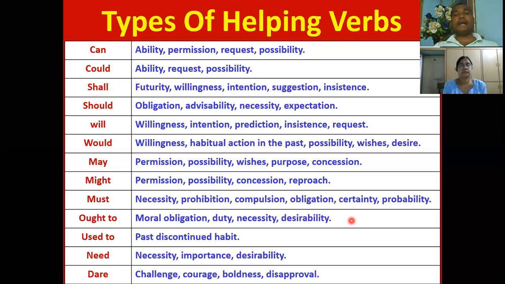Used to, past discontinued habit. Used to can be used only for past discontinued habit. Right? Next, need, necessity, importance, and desirability. Dare, challenge, courage, boldness, and disapproval. So these are all modals as well as their usage.